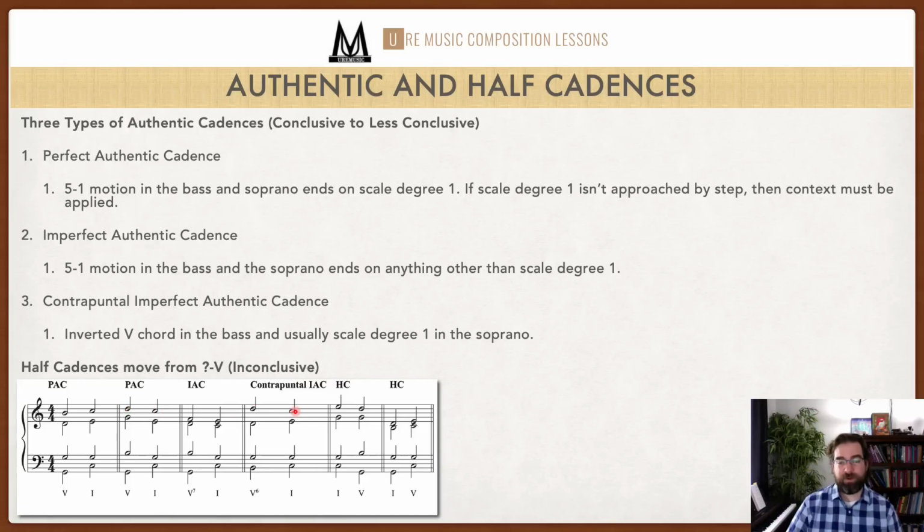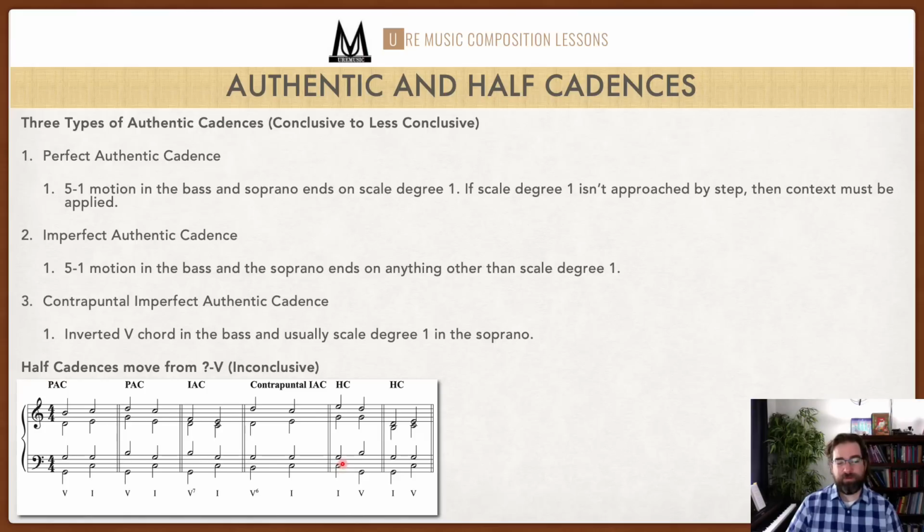So we'd call this one a strong imperfect authentic cadence if you want to further classify this, because it has that strong motion in the soprano even though the bass has been weakened by that inversion. So half cadences are the final type of cadence we're going to be talking about today.